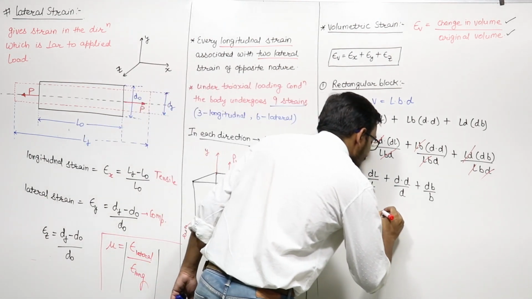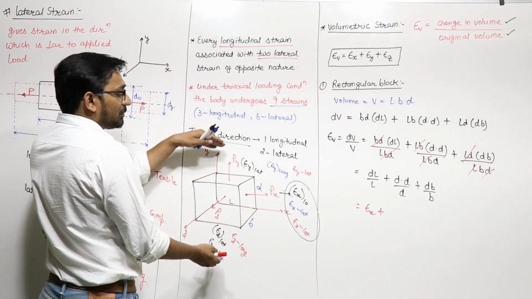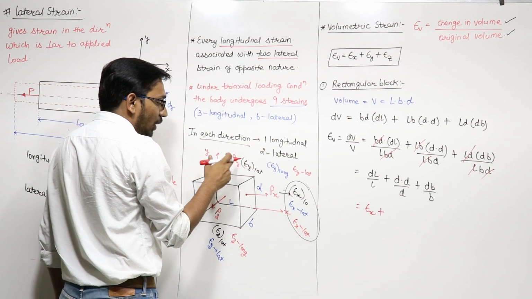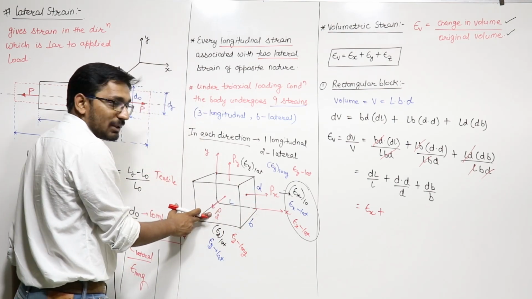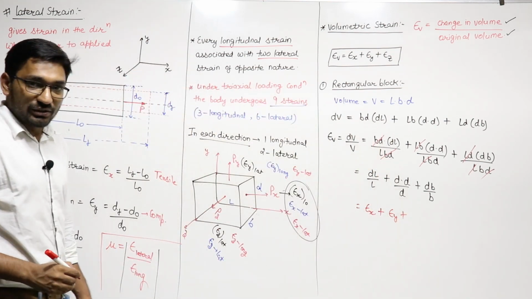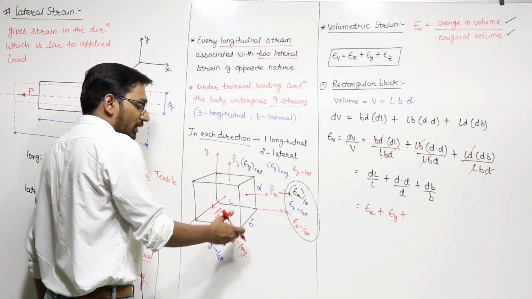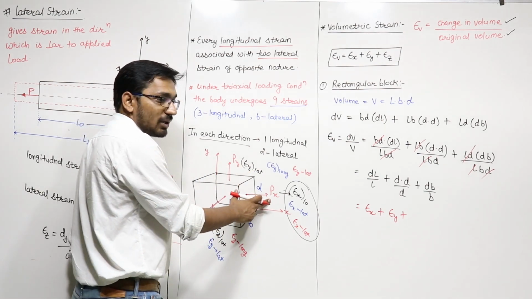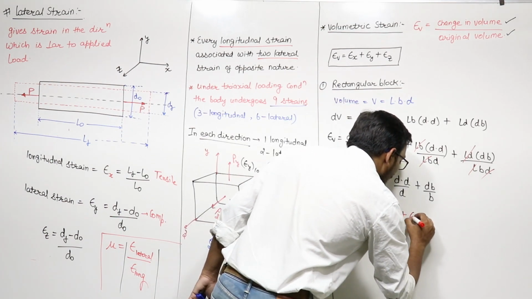What is the change of depth upon original depth? This is your depth. The change of depth upon original depth is your strain in y direction, that is equal to your longitudinal strain because of Py plus lateral strain because of Px plus lateral strain because of Pz. So this is epsilon y. Then the change of width upon original width, this is your width in z direction, is your longitudinal strain because of Pz, plus lateral strain because of Px plus lateral strain because of Py, and this is your epsilon z.